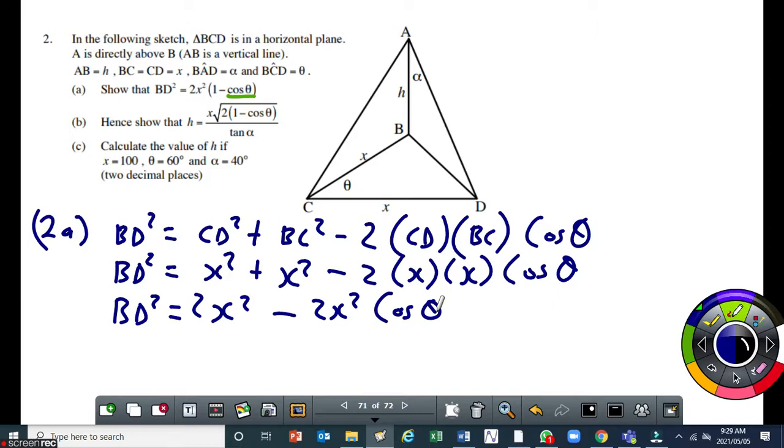So I've got this 2x squared, I've got that minus 2x squared and the cos theta, so I'm on track. The next thing is just to factorize. So this becomes BD squared is equal to 2x squared times 1 minus cos theta. Then you are done. Unfortunately, it's a proof, so you cannot make a plan. You can't make a plan here. So that's what you were supposed to do.